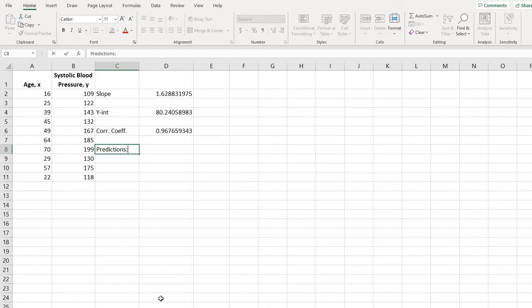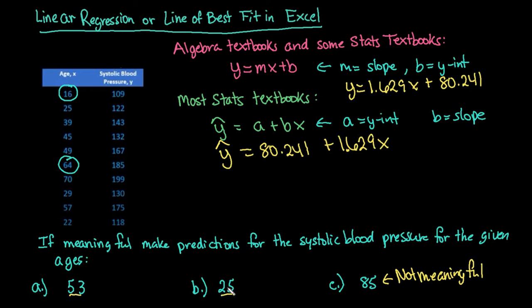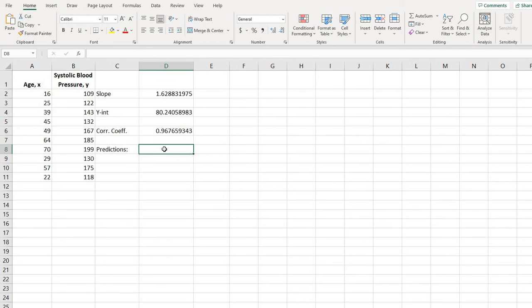Okay, so we're going to use those to help us make predictions. I will show you the way that I would prefer to do because it's more accurate. So if I were making predictions, and like I said, we're going to only make predictions for the 53 and the 25. The first thing that I'm going to do is I'm just going to type in the value that I want to make the prediction for. So I'm going to use 53 there. And then down below, I'm just going to plug it into the equation. And it doesn't matter what format you use, whether you do the a plus bx or you do the mx plus b. It just matters that the slope goes with the predicted value. Okay, so I'm going to go ahead and use the mx plus b.